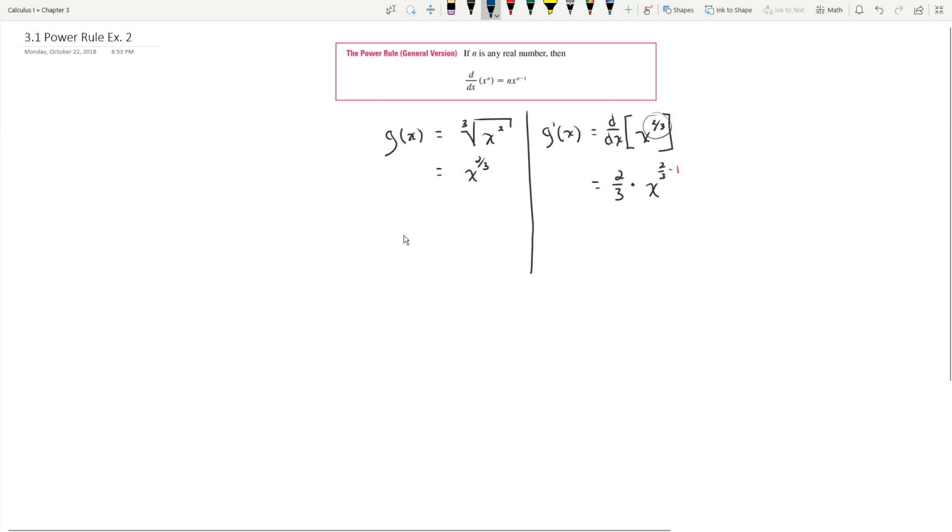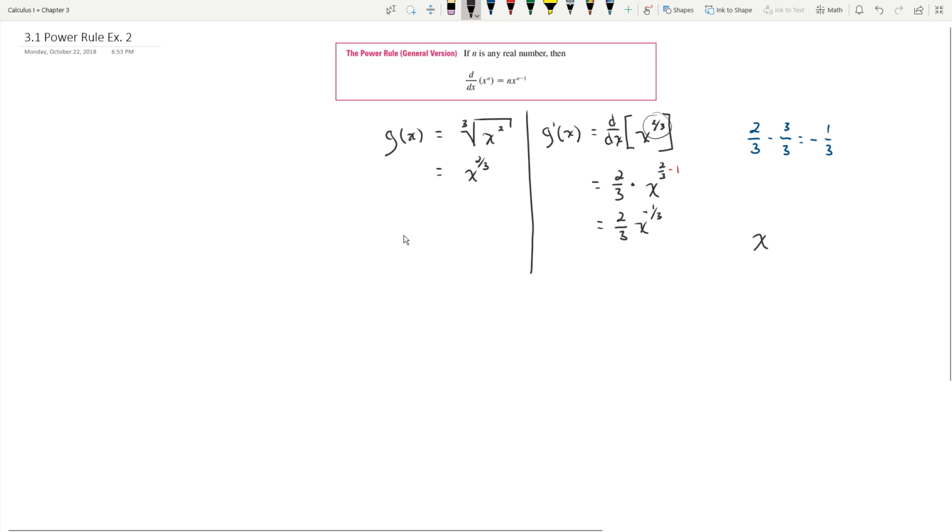So on the side here, we will figure out what the power is. So 2/3 minus 1, and we have to make the denominators the same, so this becomes 3 over 3. That's going to give us a negative 1/3. So now we have 2/3 x to the negative 1/3.